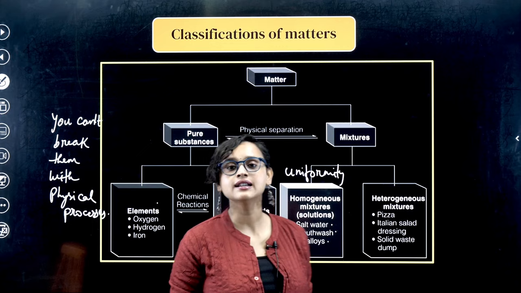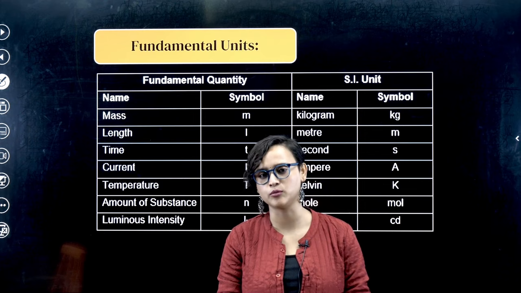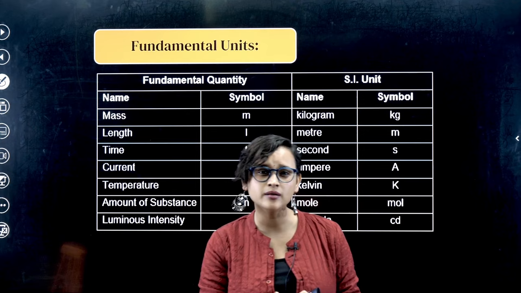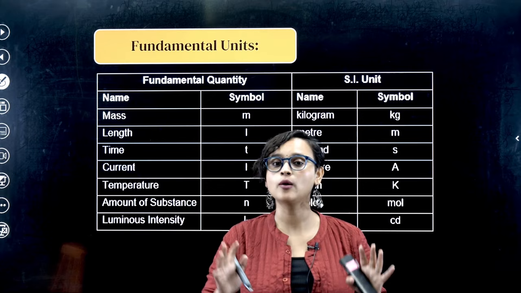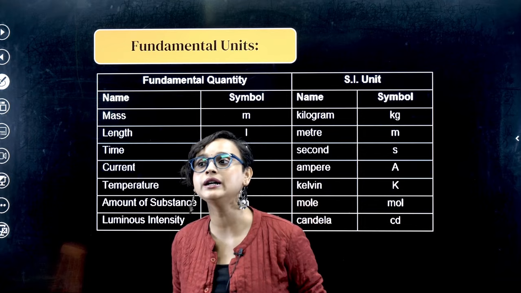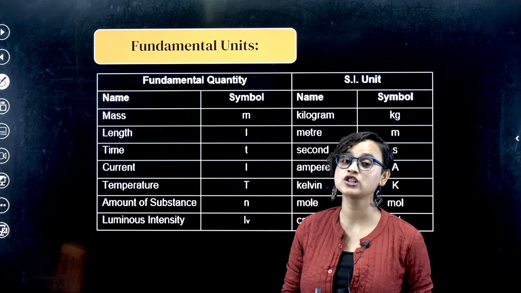So like I said, there are endless amounts of matter, right? That means that we will need to quantify them. In chemistry, we know that it is the study of transformations and all of these. So there needs to be a way to measure these things, right? Correct. How are we going to measure it? So we have seven fundamental units which help us in measuring these quantities.